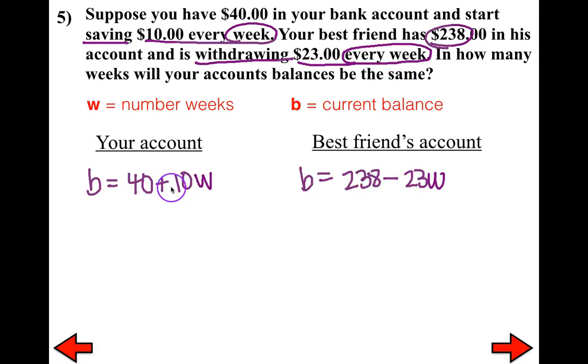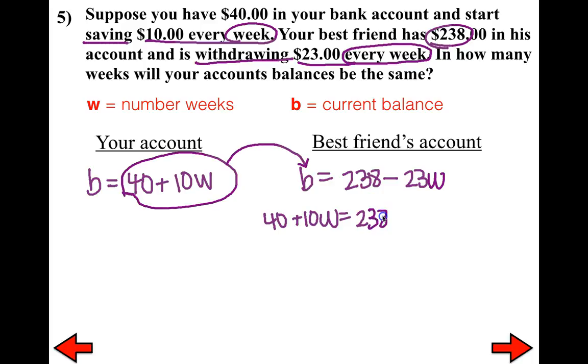Okay, so how many weeks will the account balances be the same? So again, they want to know when it is going to be the same. You can think of it as I'm going to set the two equations together to see when they will equal each other, or you can just see it as, look, I know the value of B in this case, the expression, I can plug it into the other B, which would leave me with 40 plus 10W equals 238 minus 23W. Since we do have variables on both sides, we normally like to move it to the left. So I'm going to add 23W to both sides, which leaves me with 40 plus 33W equals 238.